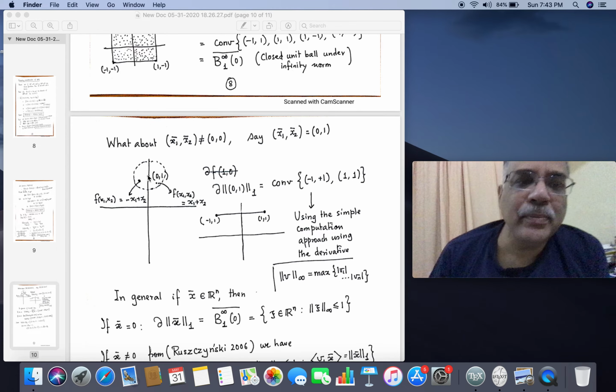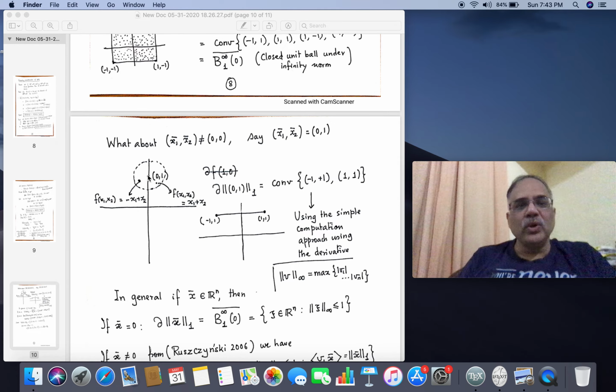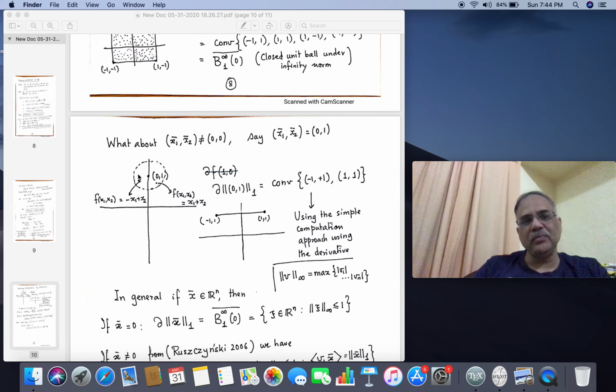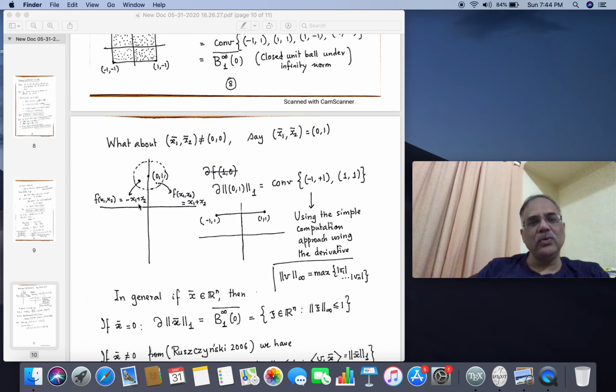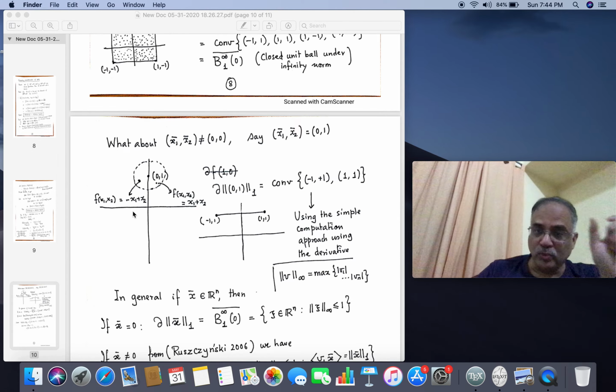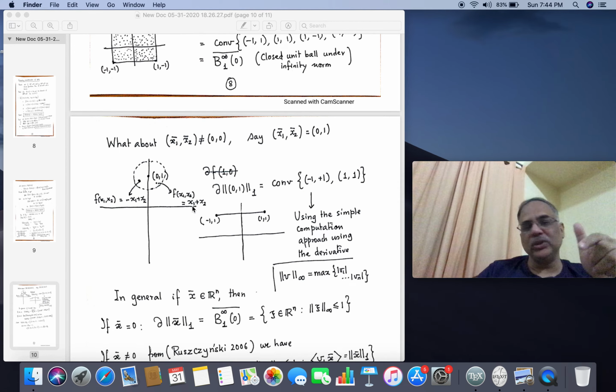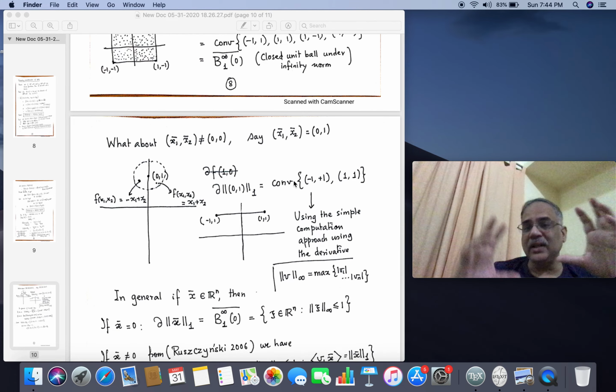So if I take points coming towards (0, 1), they are coming either from the second quadrant or the first quadrant. In the second quadrant, the norm 1, f of (x1, x2), is given as -x1 plus x2, because x1 is negative here, so mod x1 is -x1, and x2 is positive. In the first quadrant both are non-negative, so it is x1 plus x2. Now if you take the derivative of -x1 plus x2, the gradient is (-1, 1), and if you take the derivative of x1 plus x2, it is (1, 1). So this is the convex hull. This is the method we have taken.